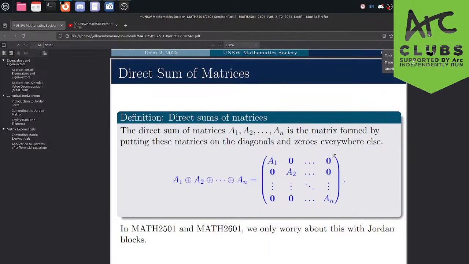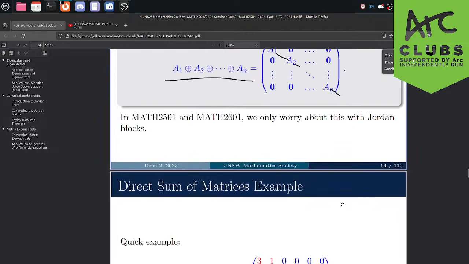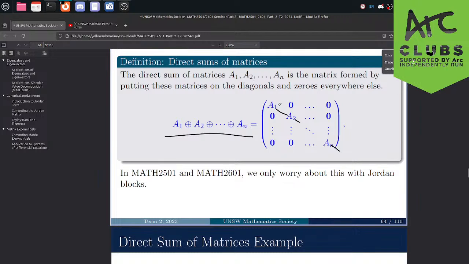Okay, so we're going to define the direct sum of matrices. This is different to eigenspaces. Basically, when you take a direct sum, you're composing the matrices into blocks. So what you're doing is you're putting the matrices along the diagonal, and you're going to expand them out. We're just going to worry about this for square matrices and specifically the Jordan blocks.